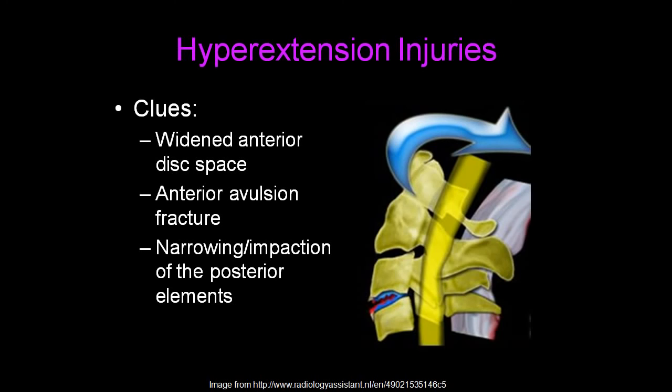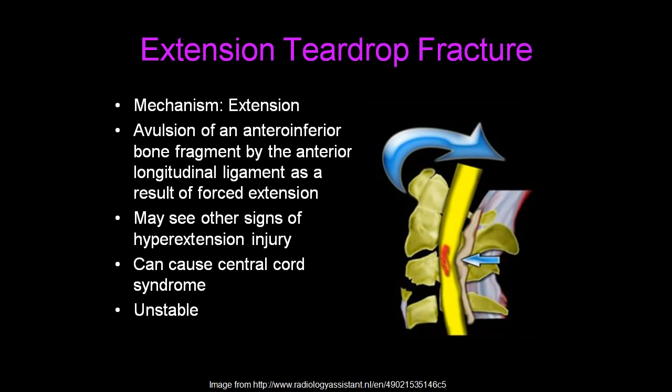The clues to a hyperextension injury are widened anterior disc spaces, an anterior avulsion fracture of a vertebral body, and narrowing or impaction of the posterior element. An extension teardrop fracture is a type of unstable injury that occurs with extension. It is an avulsion of the anteroinferior vertebral body by the anterolongitudinal ligament. This is a result of forced extension. You may also see other signs of hyperextension injury. It can cause central cord syndrome.